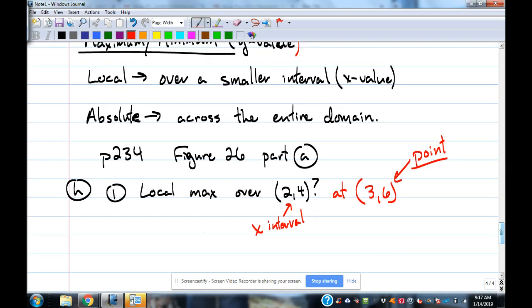Okay. The highest y value on that interval. We're looking at all the x values from 2 to 4, and we're finding the highest y value that goes with any of those x values. So we look at that graph. We've got a peak there at 3, 6. That's the ordered pair. Okay, 6 is the y value that goes with that. That local maximum is at the point 3, 6. And when we're looking for maxes and mins, we're looking for y values that are the highest or the lowest over local. It's over a certain interval. Absolute, it's across the entire graph. Okay.